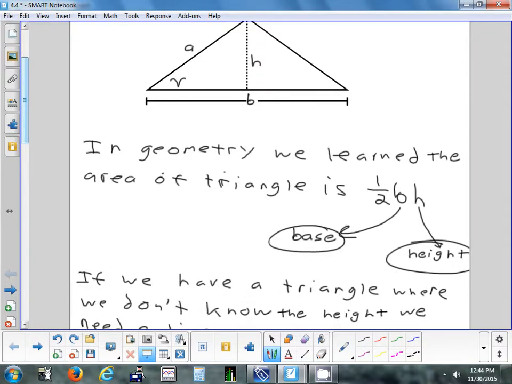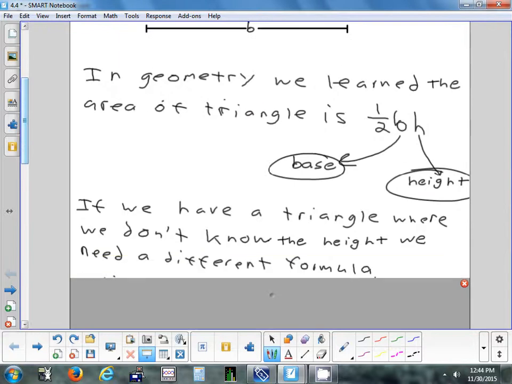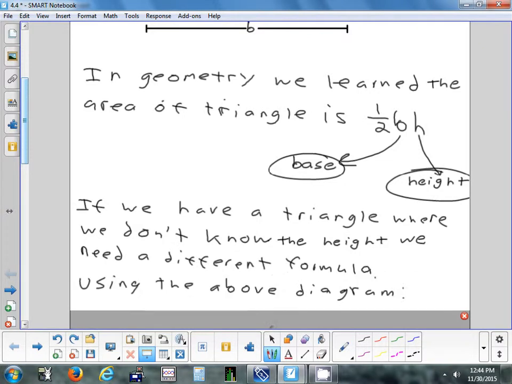So what we're going to do is look at a triangle where we don't have the height, and we're still going to be able to find the area. I'm going to show you where the formula comes from, and then once we have the formula, we just use it. We don't have to show where it comes from every time.